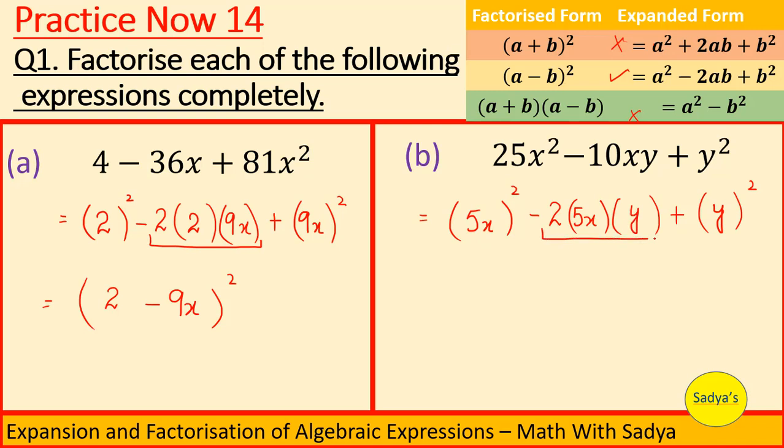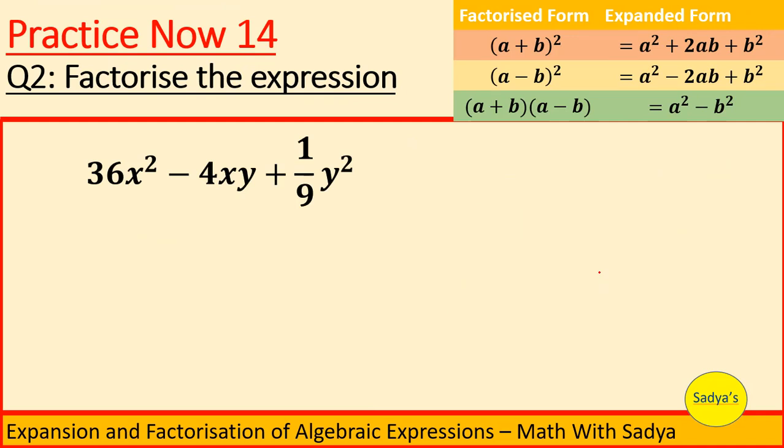And check whether these numbers when multiplied together give you negative 10xy. They do. So we can write this expression as (a minus b) whole squared. So here a is 5x and b is y. So this is the answer of b part.